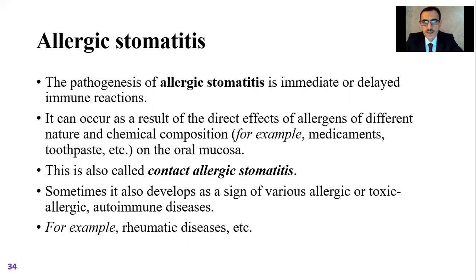The pathogenesis of allergic stomatitis is immediate or delayed immune reactions. It can occur as a result of the direct effects of allergens of different nature and chemical compositions, for example, the medicaments, toothpaste on the oral mucosa. The allergic stomatitis is also called the contact allergic stomatitis. Sometimes it also develops as a sign of various allergic or toxic allergic or autoimmune diseases, for example, rheumatic diseases.